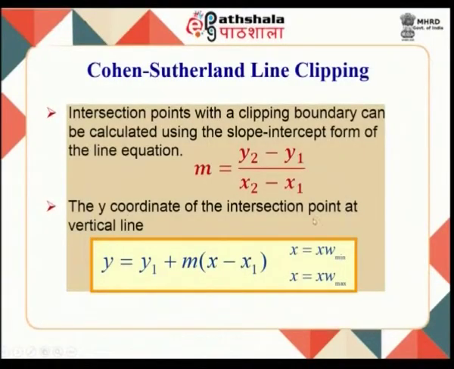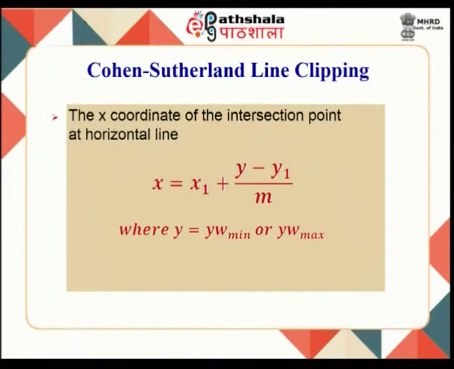So, the equations here show that the y coordinate of the intersection point at a vertical boundary is given by y is equal to y1 plus m into x minus x1. We know this from y minus y1 is equal to m into x minus x1 from the slope point form. Since y1, m and x1 are known, for x you substitute xw min or xw max depending on which boundary the line is intersecting. Sometimes it might intersect both. So, once you substitute xw min and next time xw max, you will get two intersection points.